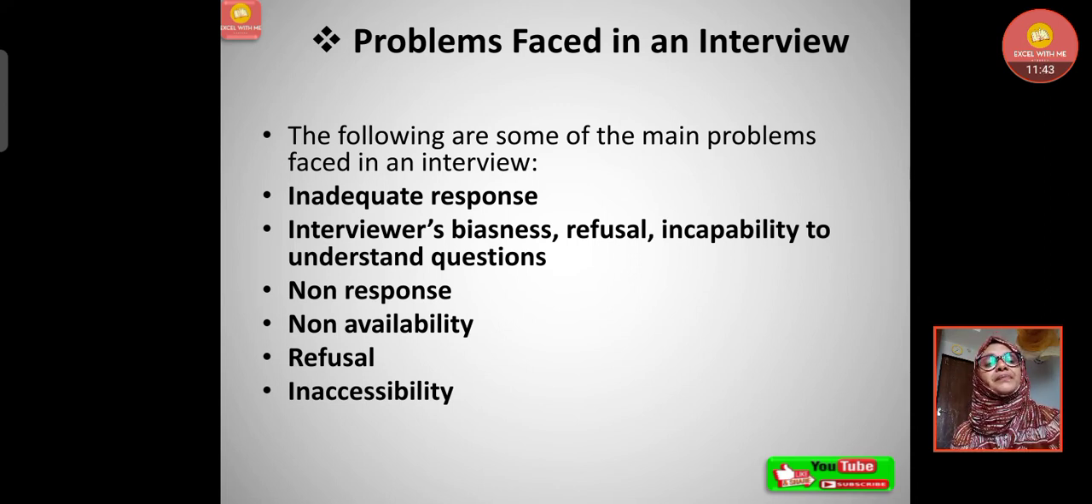Then inaccessibility. Going from one place to another. Conducting interviews individually means one person, then another person, they have to go. If the accessibility is not there, then it is a big problem.